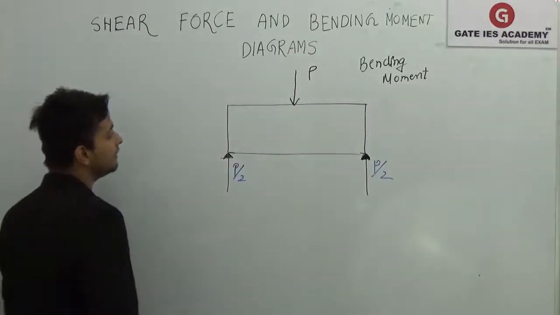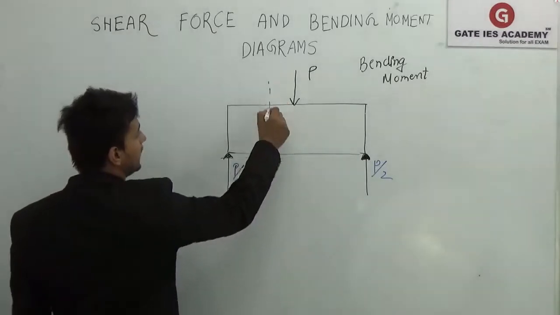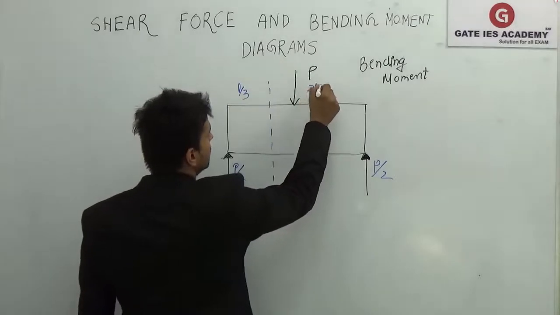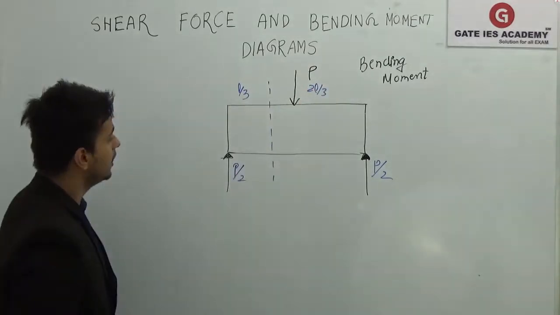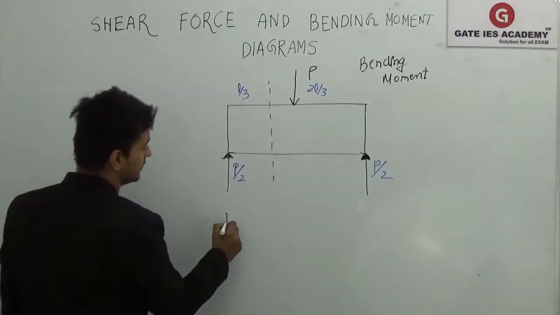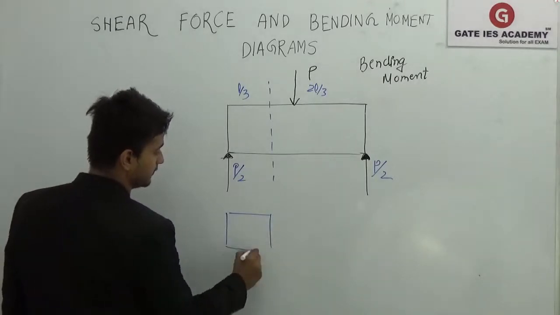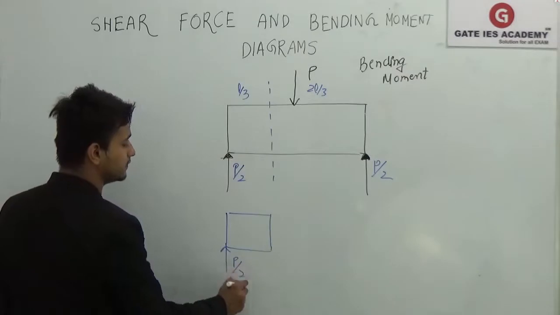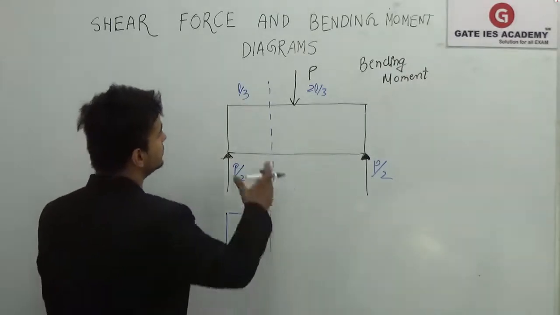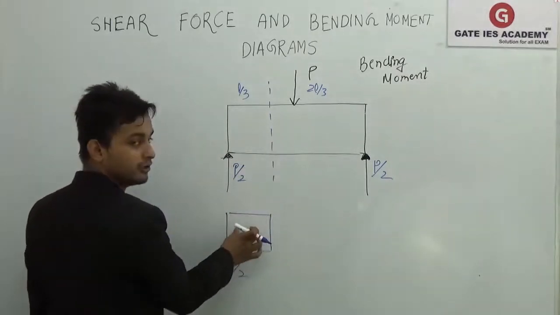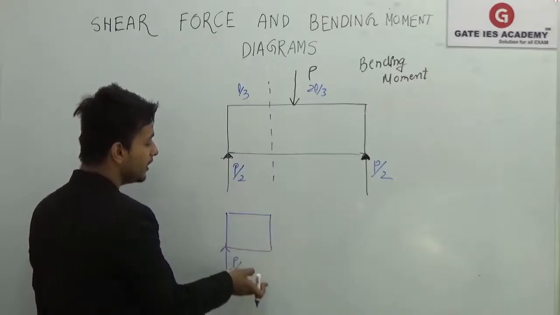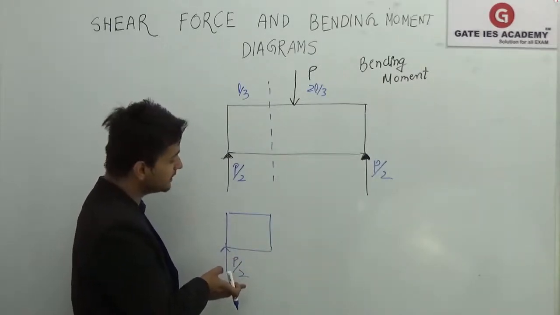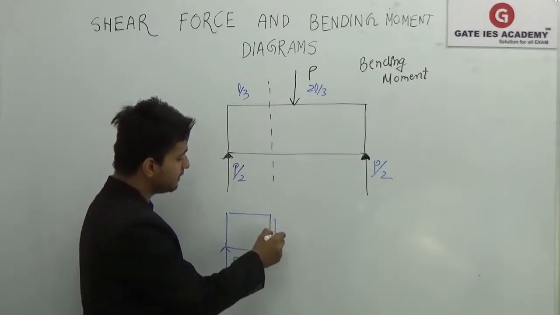Okay, so what I am seeing is, if at a distance of L by 3, and this is 2L by 3, if I cut the section, now what is happening is, if I see this section, this is P by 2. You can see that there is no loading in between. This is your weightless bar. So directly you can see what is the shear developed in the system. The shear developed in the system will be downwards P by 2.